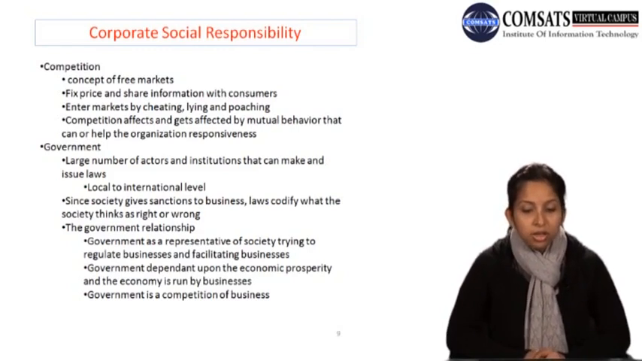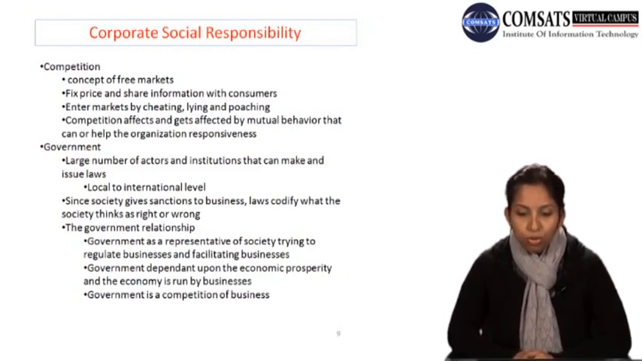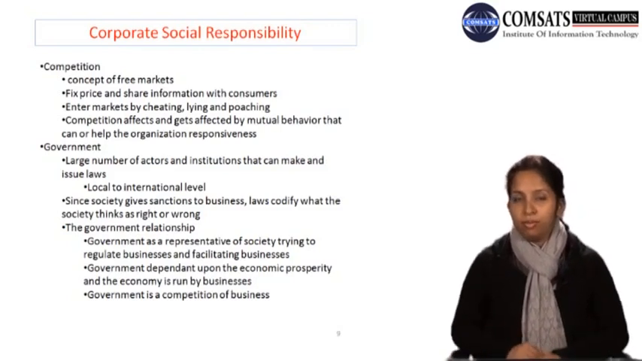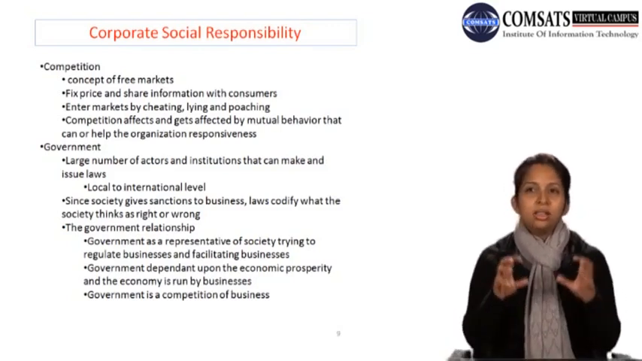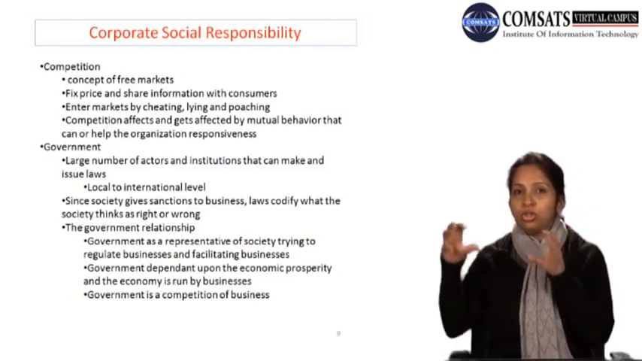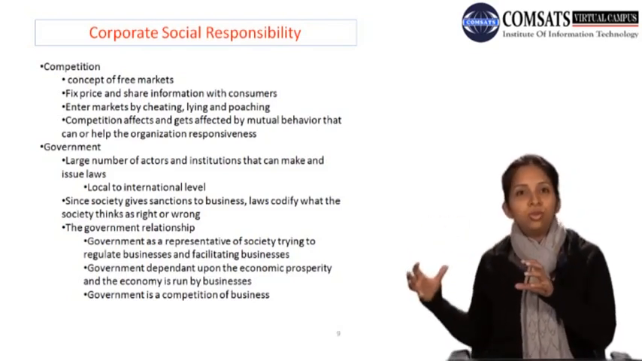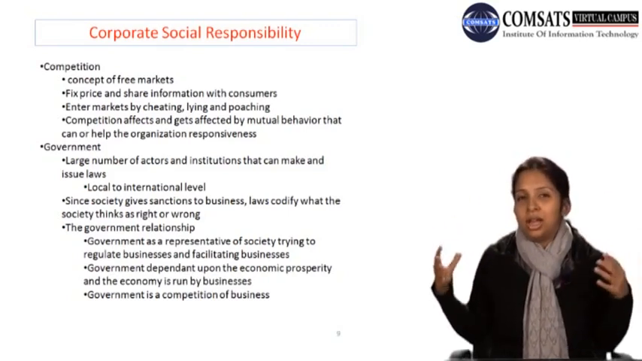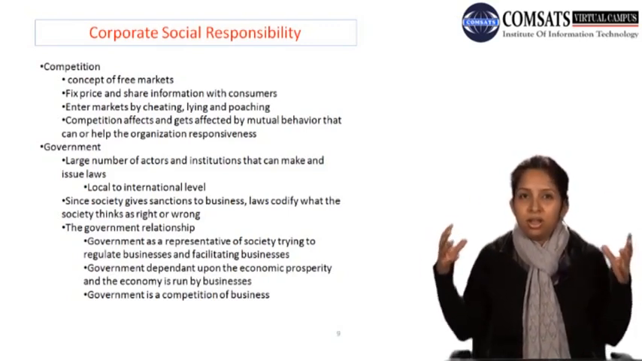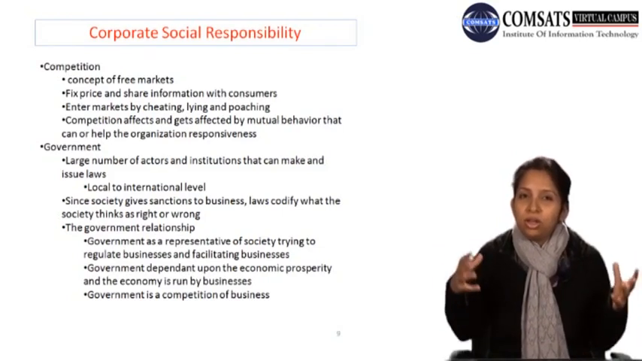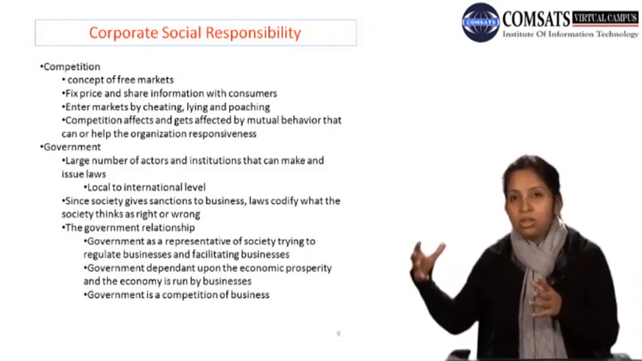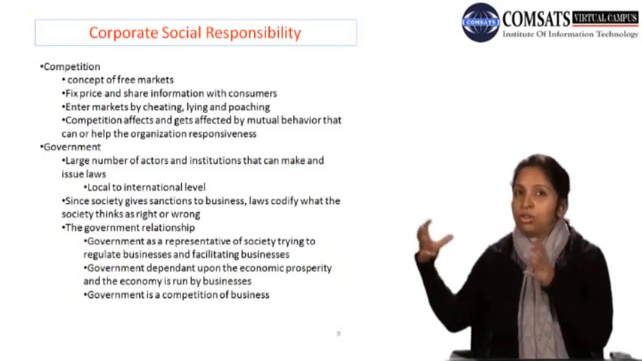Since society gives sanctions to businesses, law codify what the society thinks as right or wrong. And we've talked about this as well before. Humne baat kar chuke hain ki it is the society which has given the permission to the businesses to do what they're doing. Because businesses hawa mein se cheezein nahi banate. They cannot create and make products, goods and services out of thin air. What they're doing is they're utilizing raw material and they're utilizing resources. That resources or those resources belong to the society.